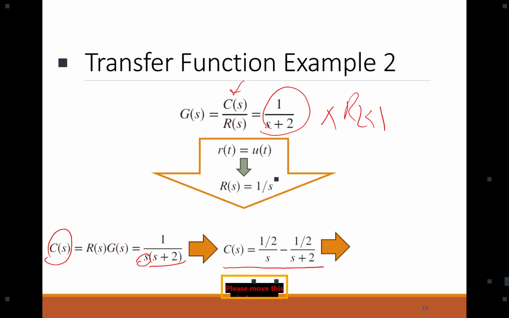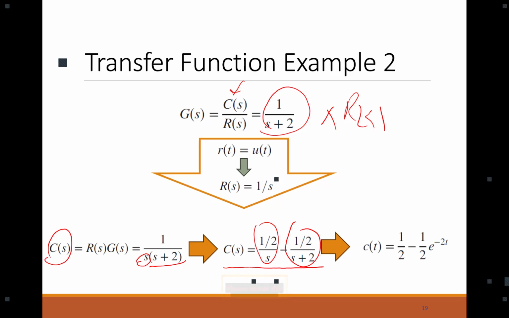Are we good? Now, since the Laplace transform is linear, the linearity characteristic of the Laplace transform helps us turn C of S back into the time domain by simply taking the inverse Laplace of each of these two terms and adding them together, or in this case, subtracting. So if we do that, we find that this 1 over 2s has an inverse Laplace of 1 over 2, and this one is going to be minus 1 over 2 e to the power of minus 2t.